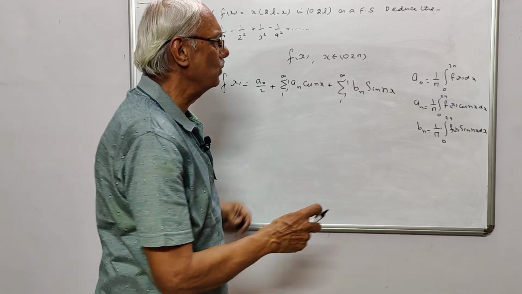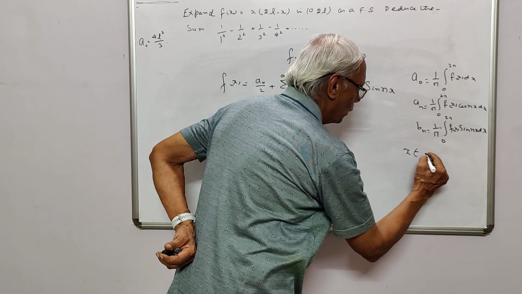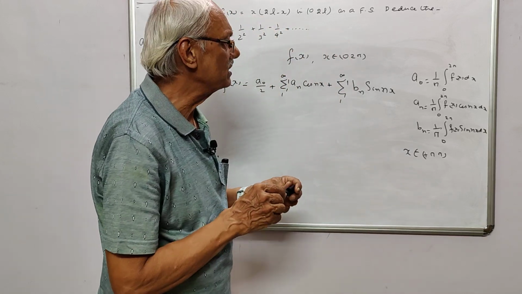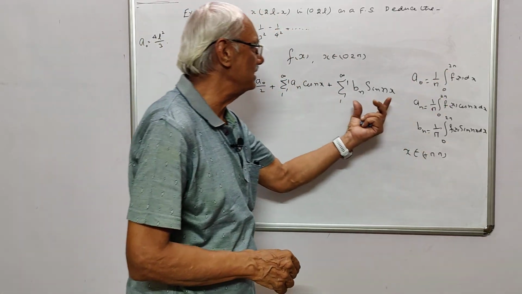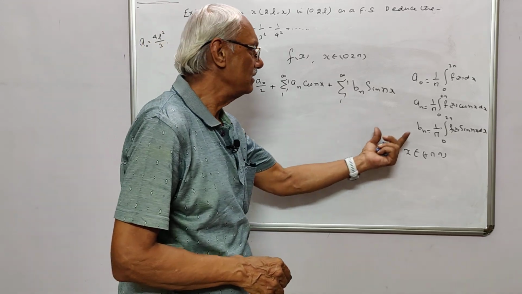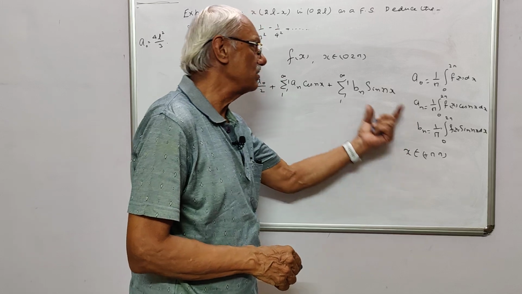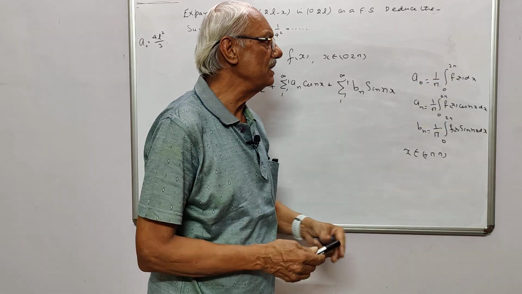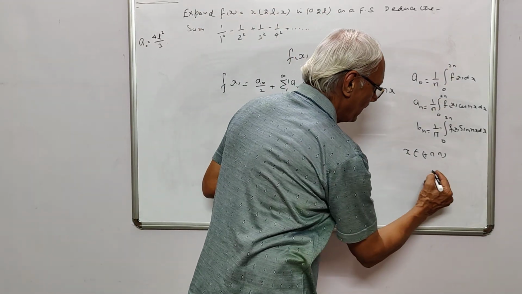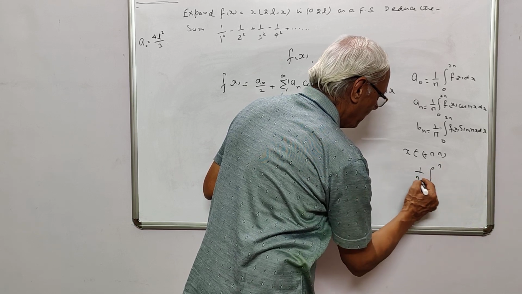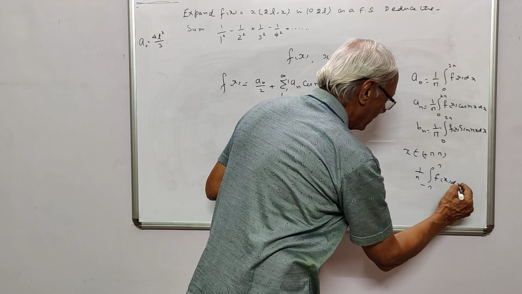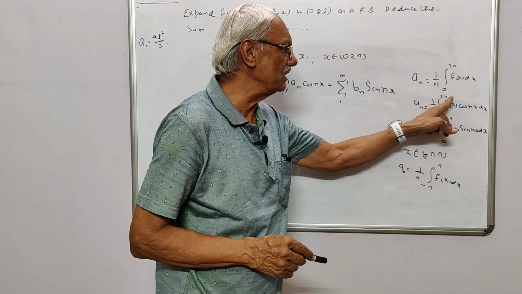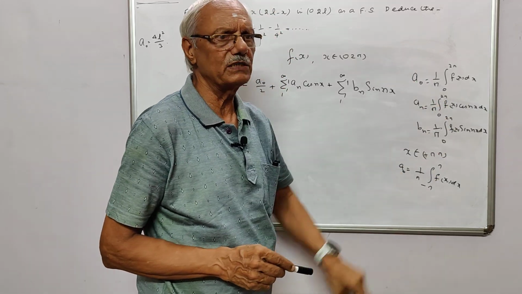Now when it comes to x in the interval minus pi to plus pi, the Fourier series remains the same as defined for 0 to 2 pi, but in the Fourier coefficients the limits are minus pi to plus pi. It is minus pi to plus pi, 1 by pi f of x dx. So this is my a0 value. Likewise, the an value will be minus pi to plus pi and the bn value will also be minus pi to plus pi.